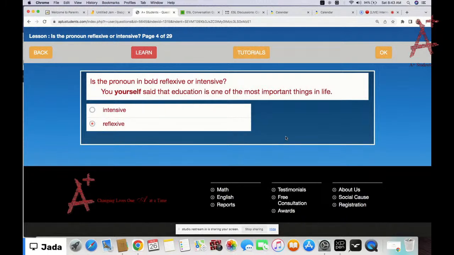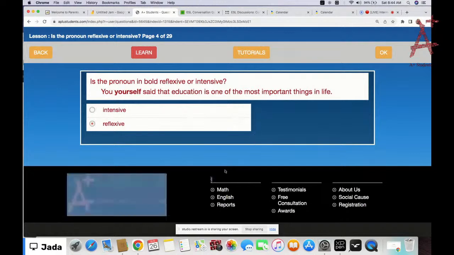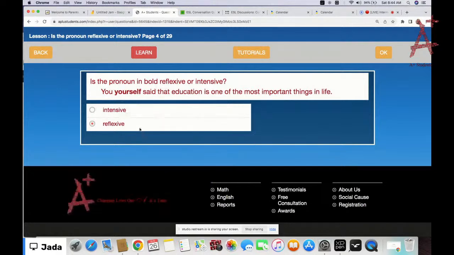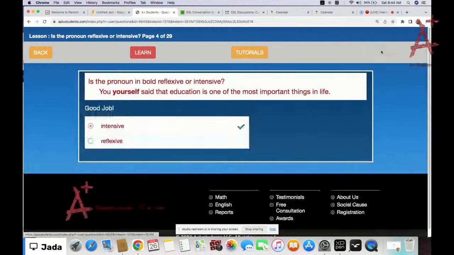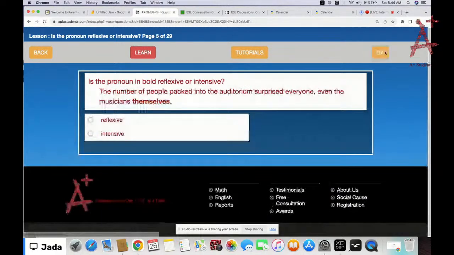Most important. So I think that it is intensive. You said that education is one of the most important things in life. So is it going to be reflexive or intensive? What can we switch up here? You, her, no; you, us, no; you, me, no. So this is intensive, because there's nothing you can literally switch up that would give you a complete sentence.